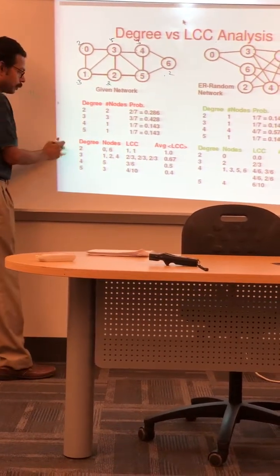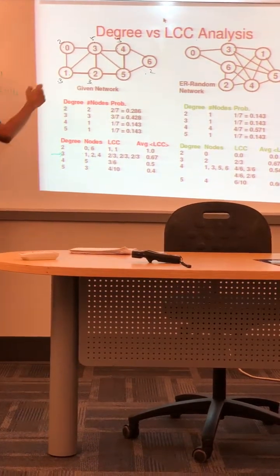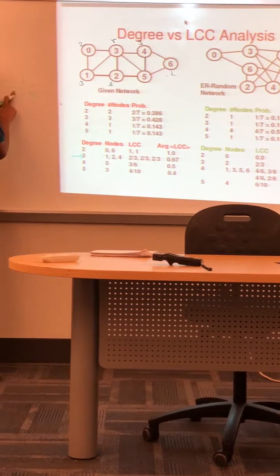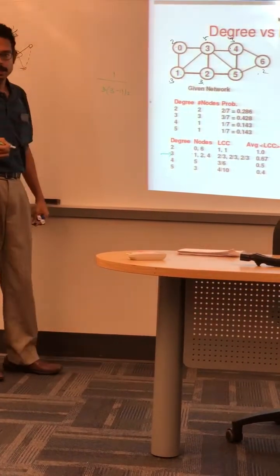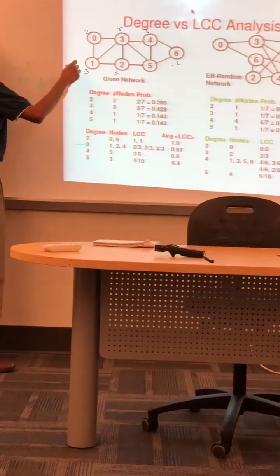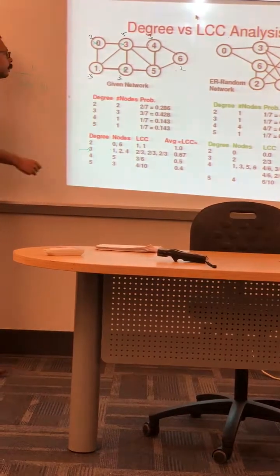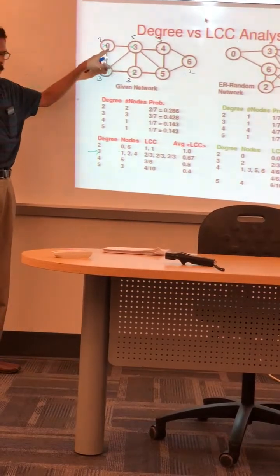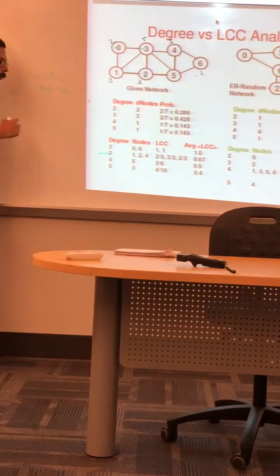So now nodes with degree 3, 1, 2, and 4. So node 1 has 3 neighbors. So you have 3 times 3 minus 1 over 2 in the denominator. And how many pairs of neighbors are connected? 2. 0 and 3, 2 and 3. So 0 and 3 are connected, 2 and 3 are connected, 0 and 2 are not connected. So it's going to be 2 divided by 3.